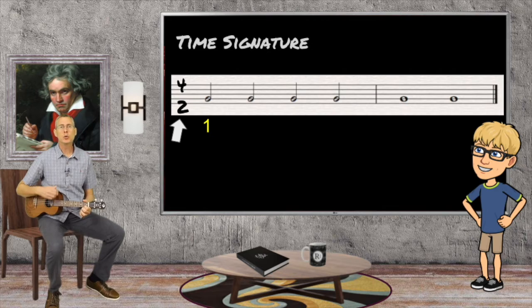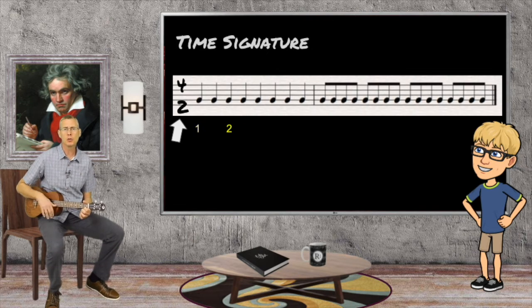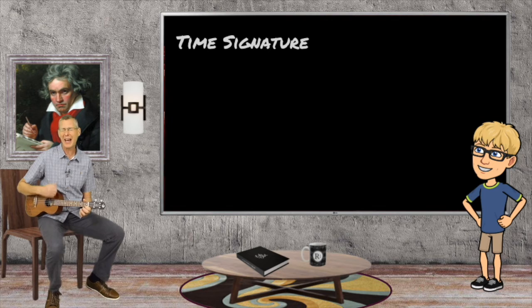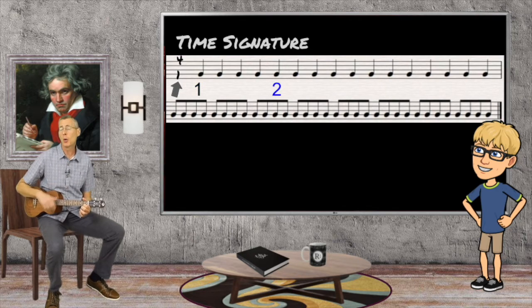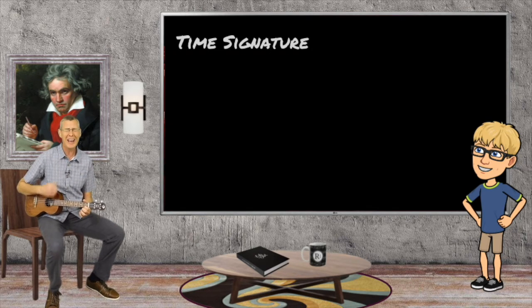You got a 2 on the bottom, half note gets 1 beat. You got a 2 on the bottom, whole note gets 2 beats. Oh yeah. You got a 1 on the bottom, whole note gets 1 beat. You got a 1 on the bottom, 2 half notes in a beat. You got a 1 on the bottom, 4 quarters in a beat. Oh yeah.